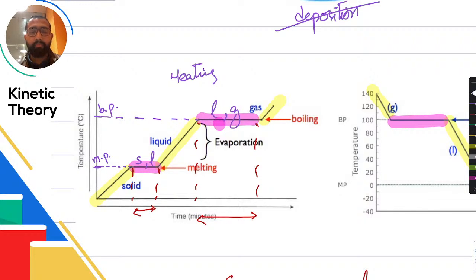Explain why temperature does not change when a substance is melting. Because all the energy that you have provided is being used to overcome the forces. Kinetic energy doesn't change, that's it.